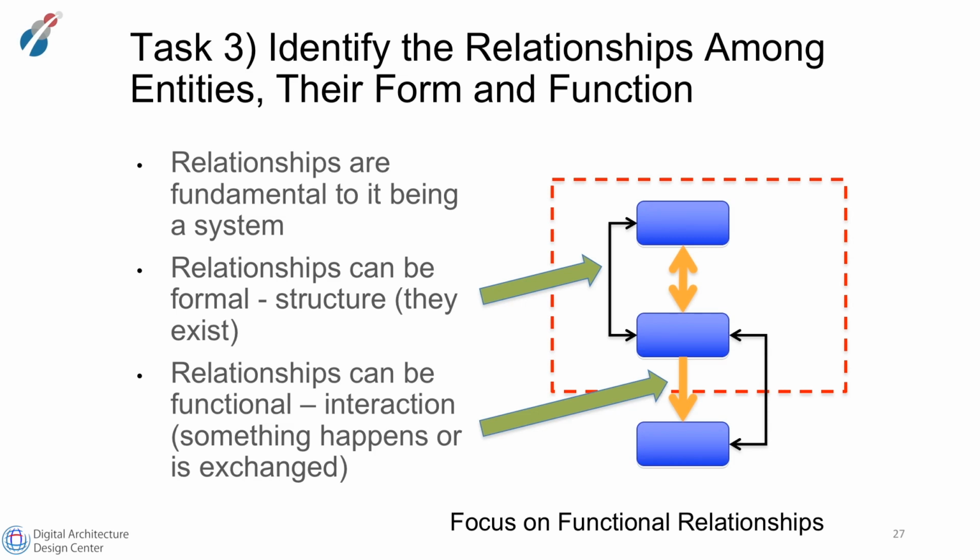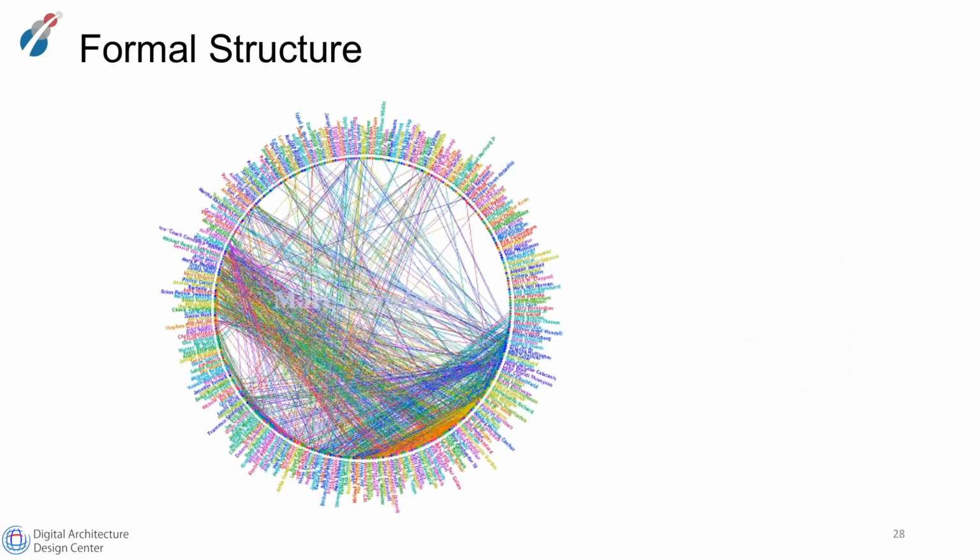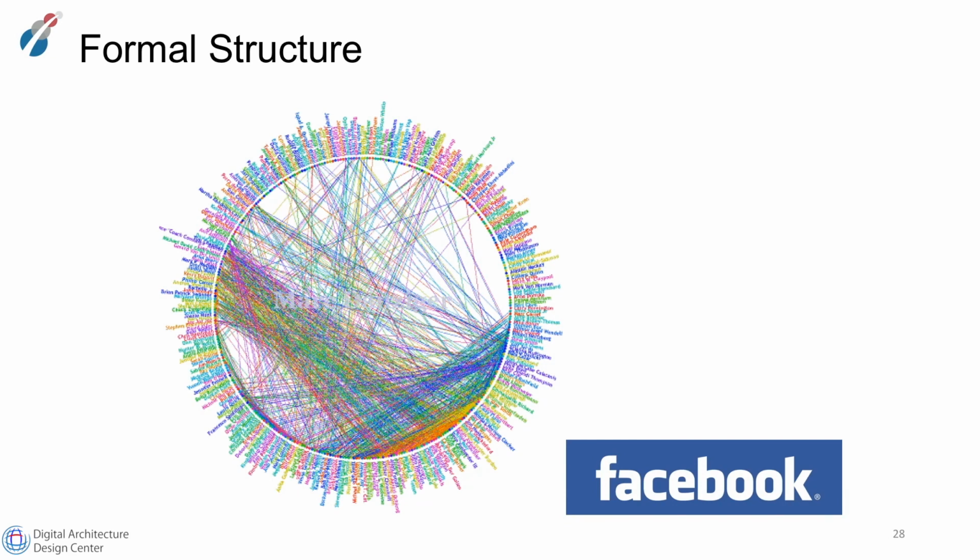And so the idea is we have our system boundary, we have our system entities, we have structural and functional relationships, and we have also relationships or interactions between entities inside the system and entities outside the system. And so identifying those relationships is our third task. And this will reveal both the formal structure. So for example, even if you think about a social network, as you see here, that's a formal structure. So what is your friend network?